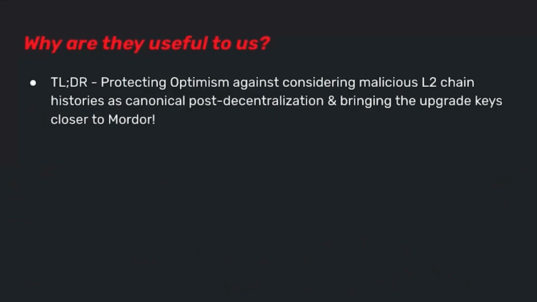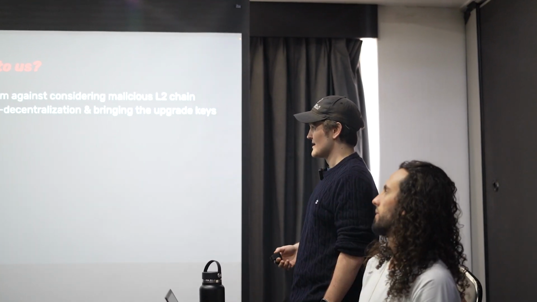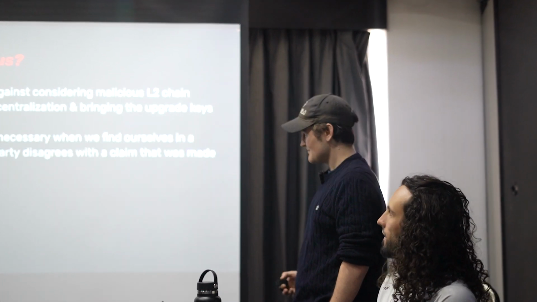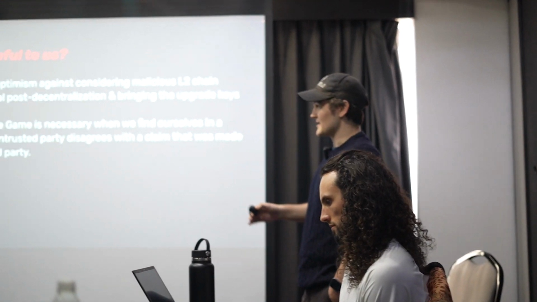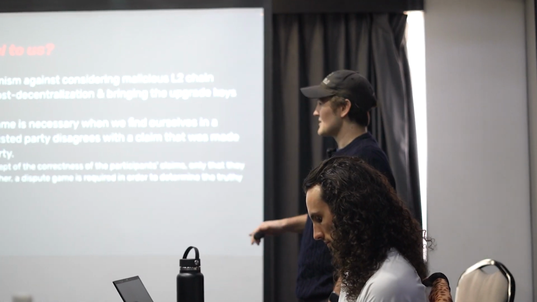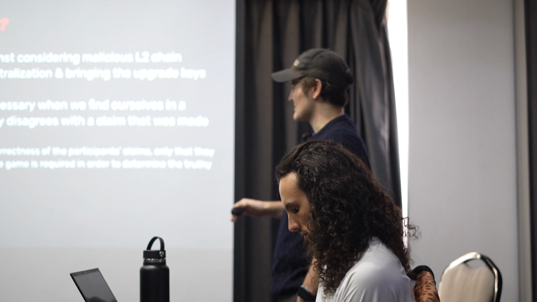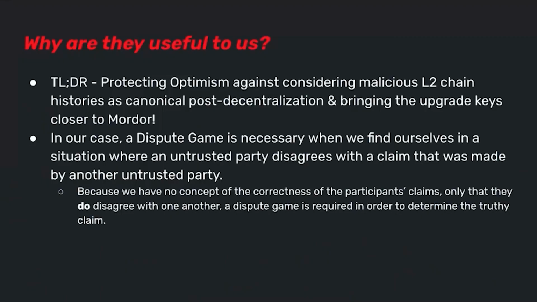And so why are they useful to us? Well, too long didn't read, protecting optimism against considering malicious chain histories as canonical post-decentralization, and bringing the upgrade keys closer to Mordor. In our case, more specifically, the dispute game is necessary. We find ourselves in a situation where the untrusted party disagrees with the claim that was made by another untrusted party. Because this claim can be a lot of things. It can be that withdrawal message, it can be a block hash, it can be pretty much anything that we want to plug in here. That's the whole point of making it generic. And so we have no concept of the correctness of these participants' claims, only that they do disagree with one another. And so because of that, we need this dispute game in order to determine the truthy claim.